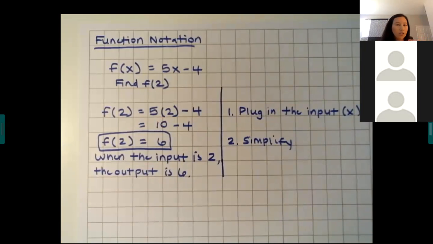I'll give you a minute to just finish copying that down, and then we'll turn back to our workbook, to the function notation assignment.